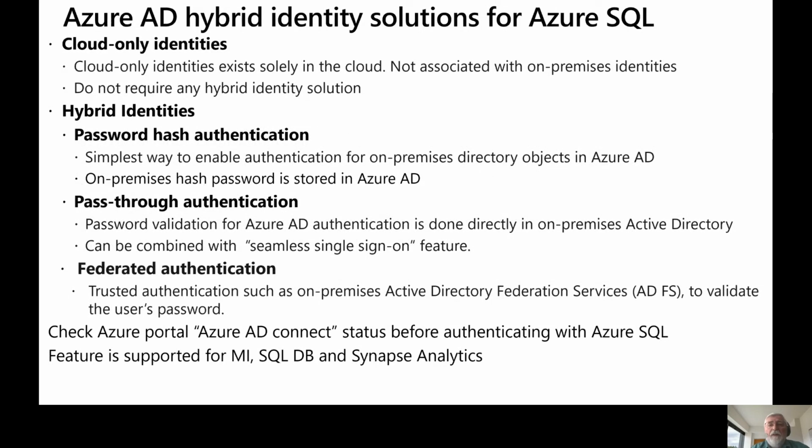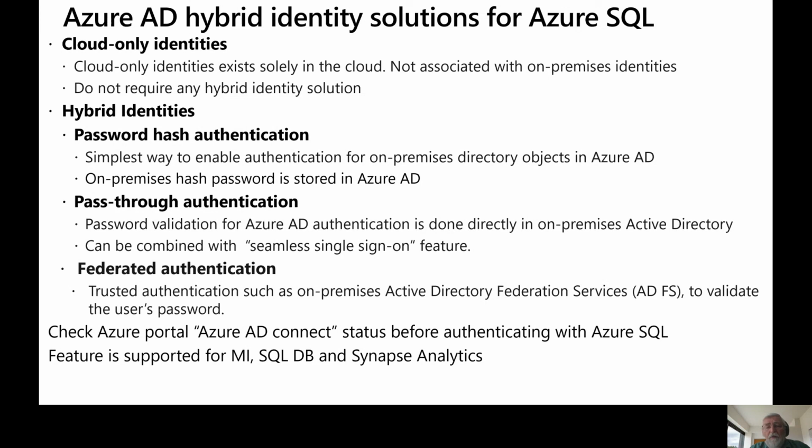The last one is about the different identity solutions for Azure SQL, focusing on the hybrid. But the first one is the cloud only identity. This is the identity where you have the users, the objects created only in cloud. They are not associated with on-premises identities. They do not require any hybrid solutions. And then there's this section called hybrid identities that have three mechanisms: password hash authentication, pass-through authentication, and federated authentication.